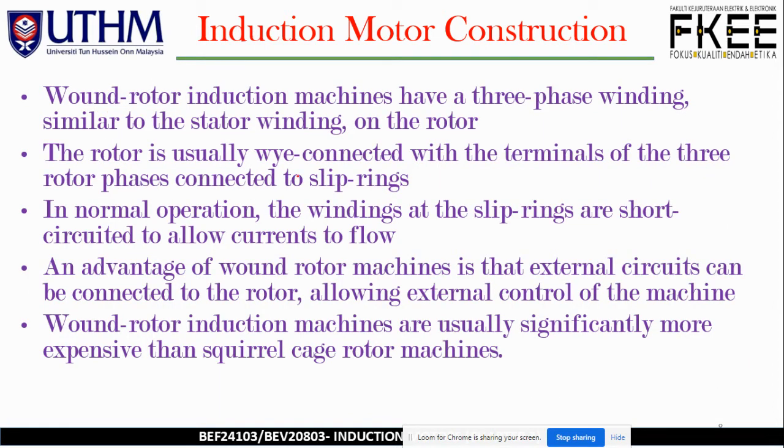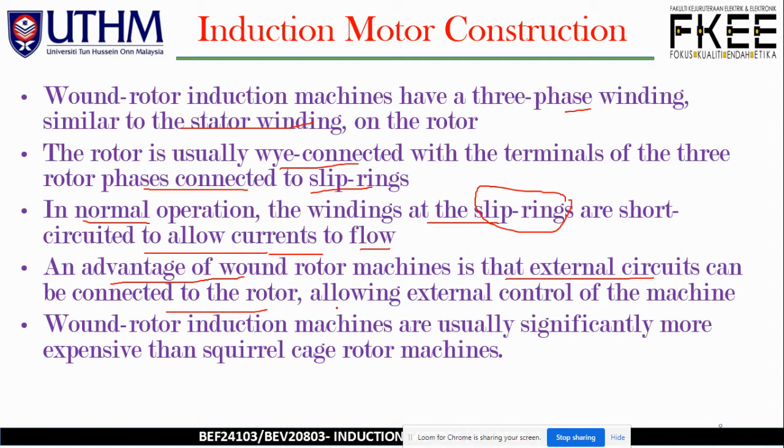A wound rotor induction machine has a three-phase winding on the rotor similar to the stator winding. This is what I explained earlier. The rotor is usually Y connected with the terminals of the three-phase connected to slip rings. Again, this was highlighted before. In normal operation, the winding and the slip rings are short circuited to allow current to flow. This is the basic function of the slip rings. An advantage of the wound rotor machine is that external circuits can be connected to the rotor, allowing external control of the machine.